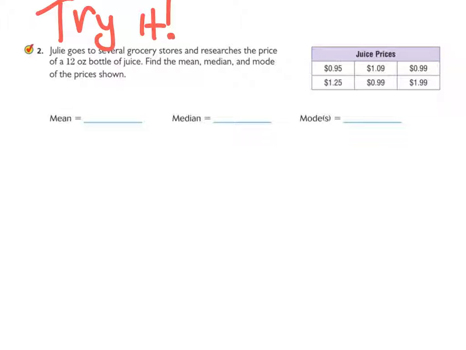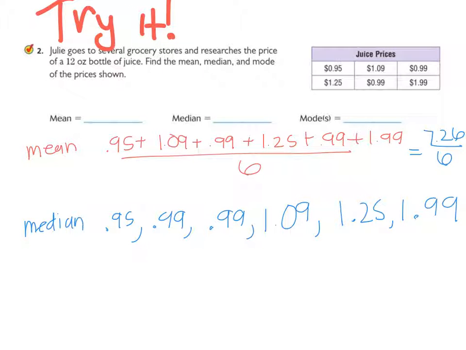Pause your video and solve for each of these 3. You can even solve for the range for extra practice. Okay, so I went ahead and set up this work a little bit so that you can see what I've done. For our mean, I took all of our numbers and added them together. It gave me 7.26. Then I divided it by 6 because that's how many prices there were. And when I did that, it gave me the average of $1.21 per bottle. That's the average price of the bottle.